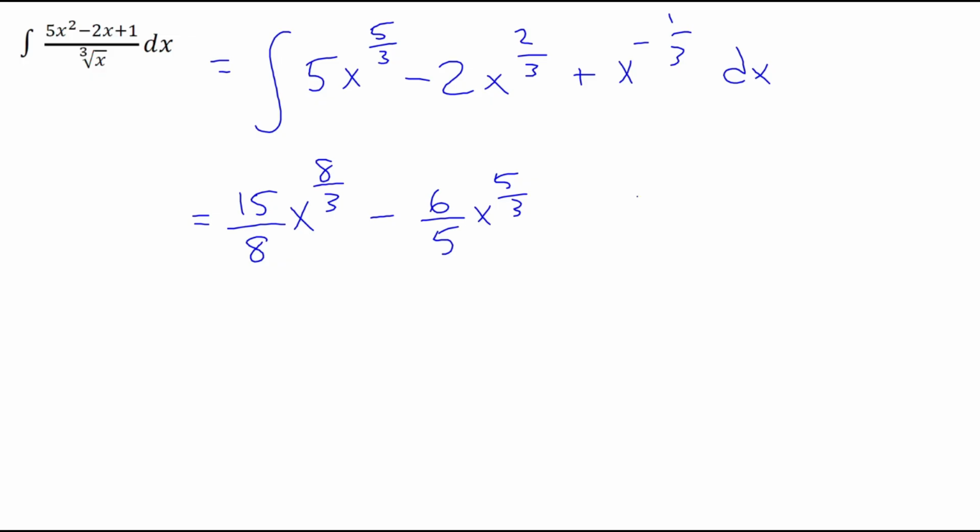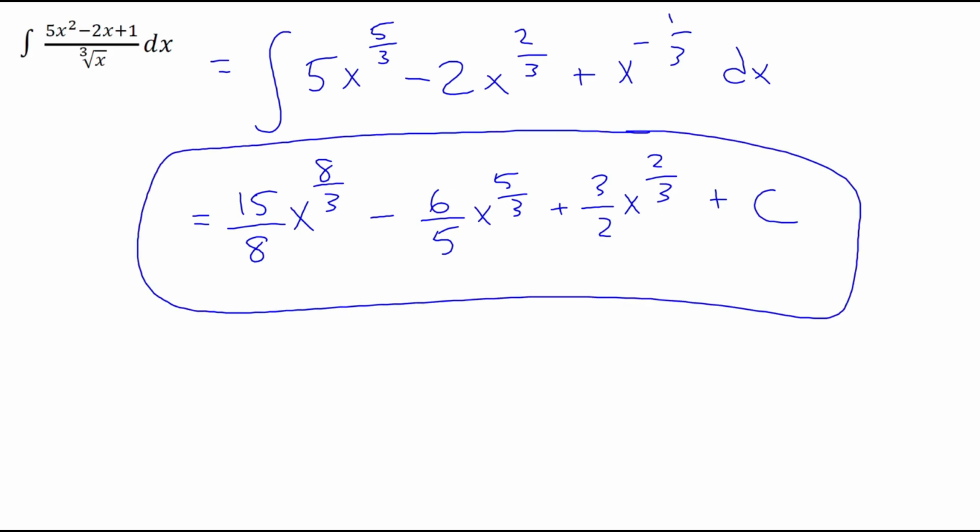x to the negative 1/3 goes up to x to the 2/3. And we divide by 2/3, which would be multiplying by 3/2. And of course, don't forget your constant.